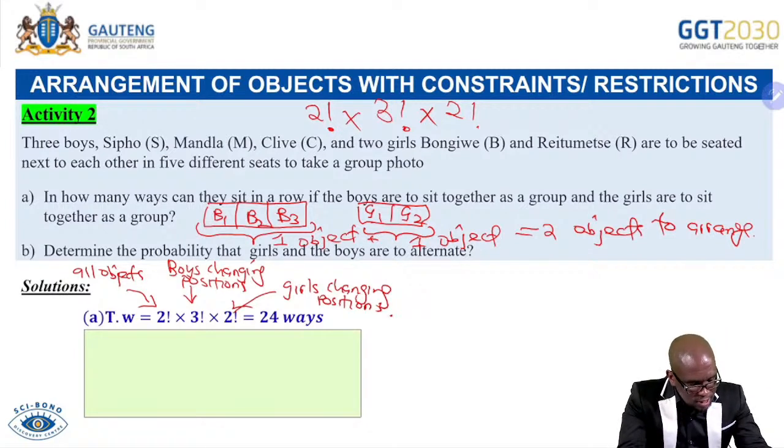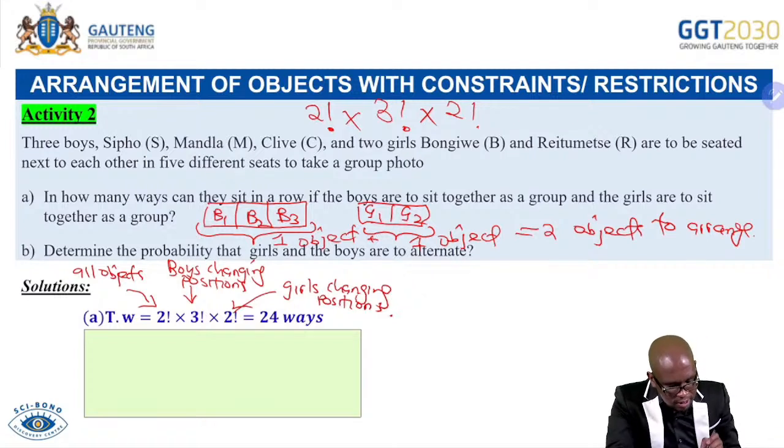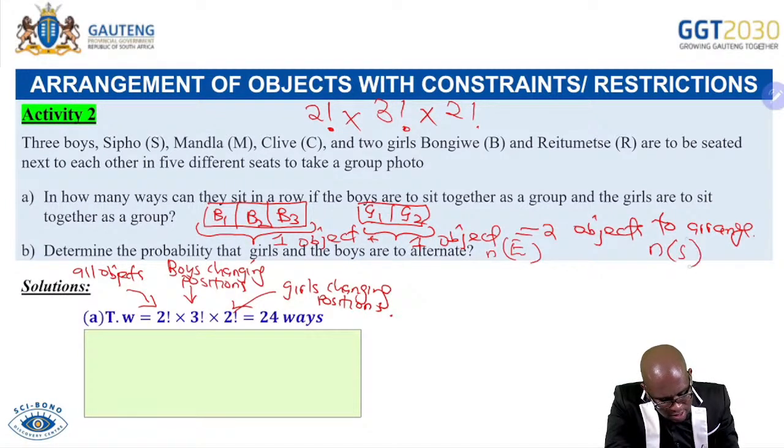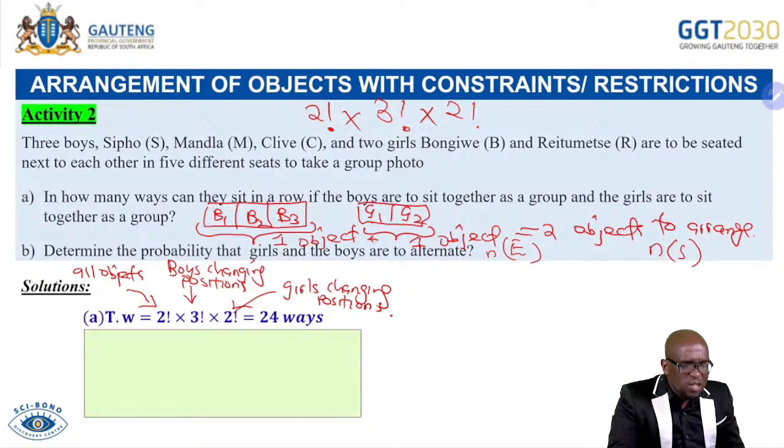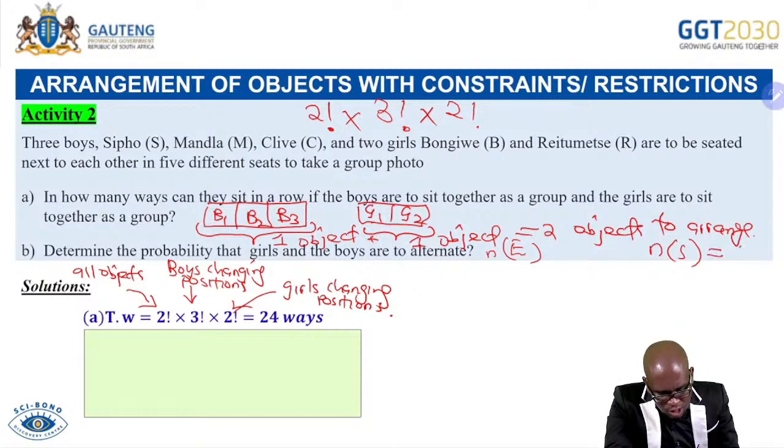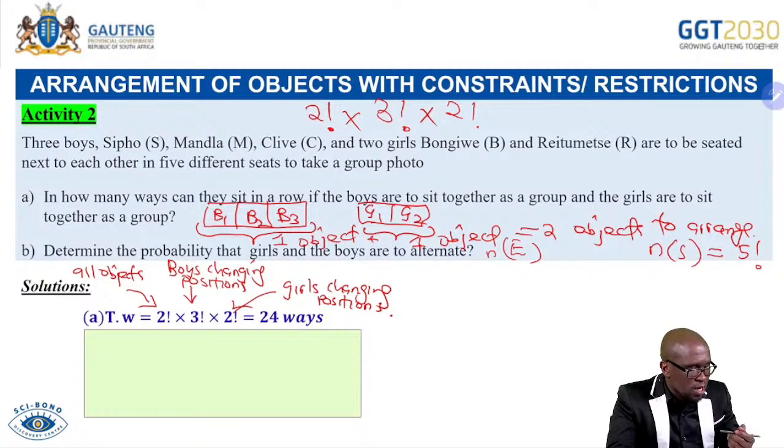Now, the next one says, calculate the probability that the boys and the girls are to alternate. Remember here, we need the event, number of elements in the event. We need number of elements in the sample space. In the sample space, we've already calculated the number of elements. In the first question, we got 5 factorial. We've already calculated it in the first question.